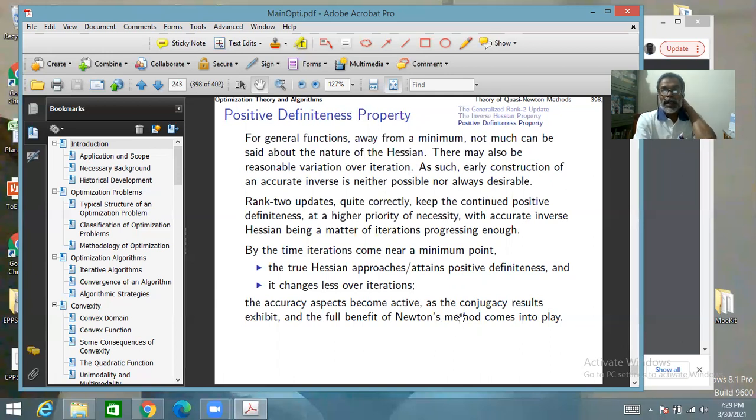So the conjugacy results show that these operate as you wanted. Okay. By that time, the accuracy aspects will become important, and then you will start getting the full benefit of Newton's method, because you are constructing inverse Hessian estimates quite correctly, but all the time positive definite. So you will get all the advantages of Newton's method without its trouble.